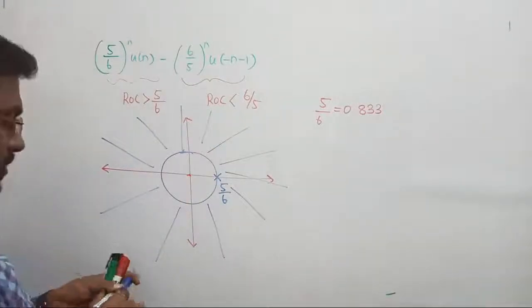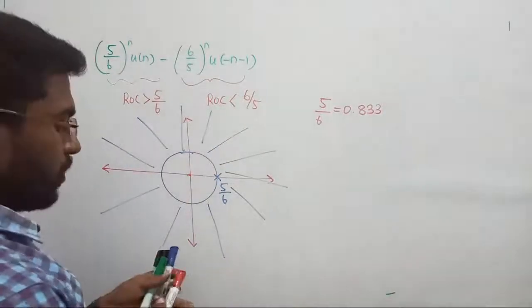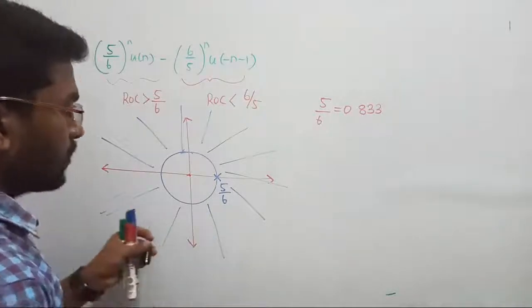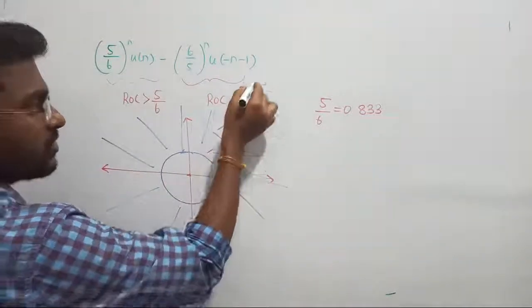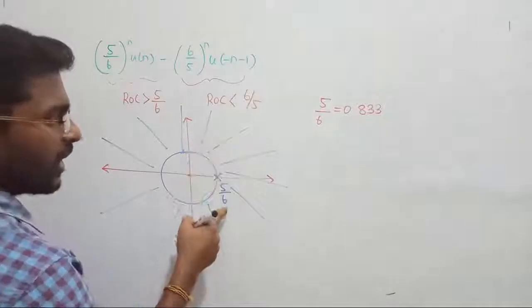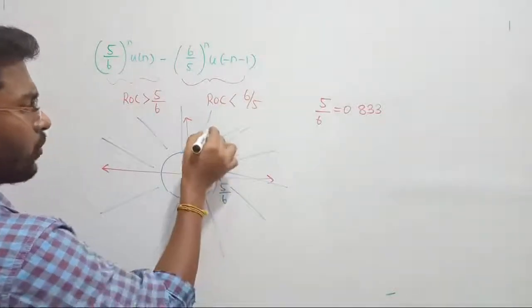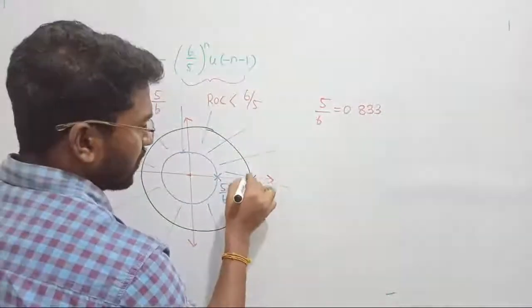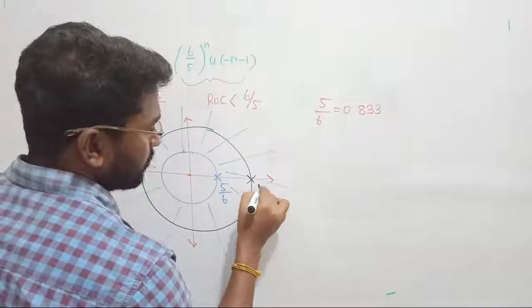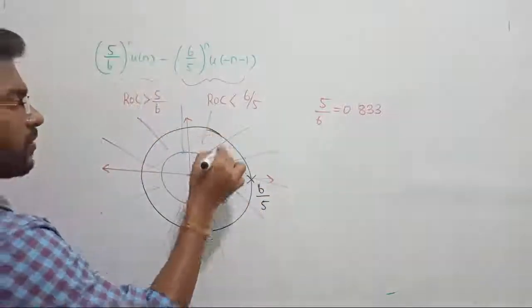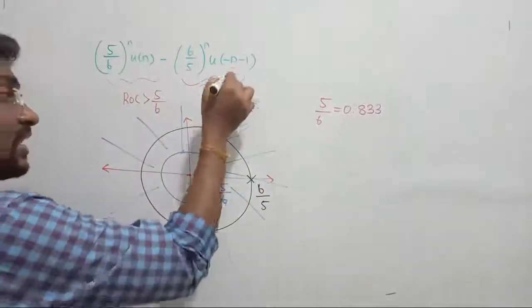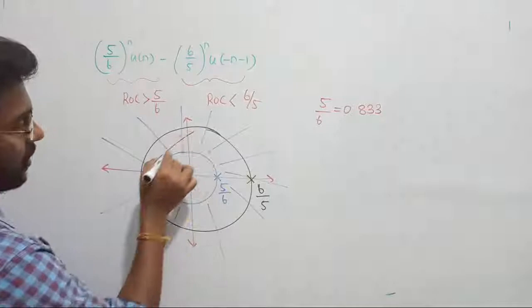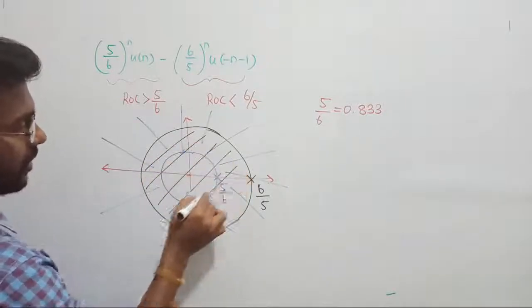Next, second pole. 6 by 5. Again, take a compass, draw the radius, right? With the 6 by 5, in the sense 1.2. It is only 0.833. Where is 1.2? It is somewhere here, right? So let us consider that is 1.2 or 6 by 5. What about its ROC? Its ROC is less than 6 by 5, in the sense it is going like this.